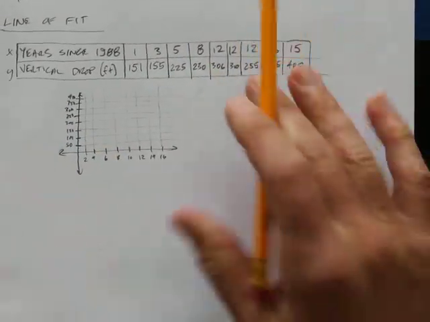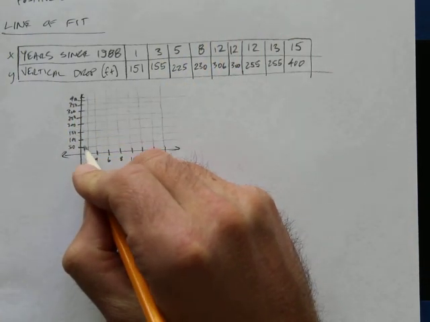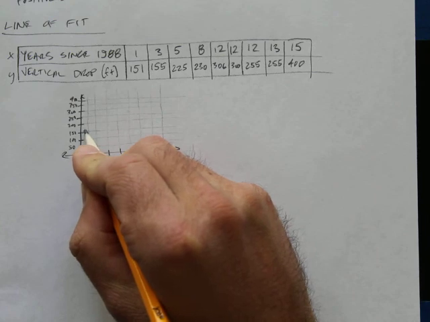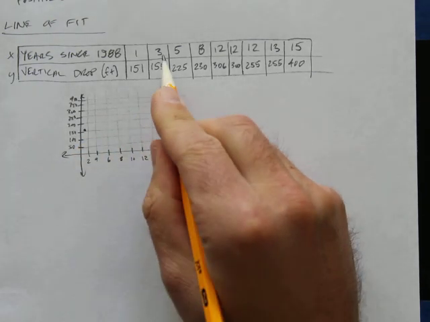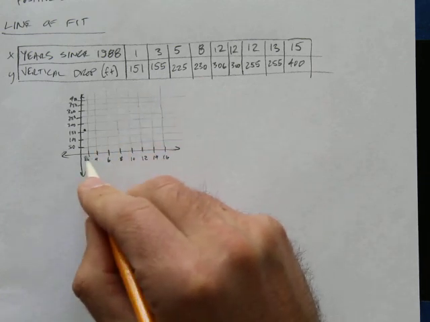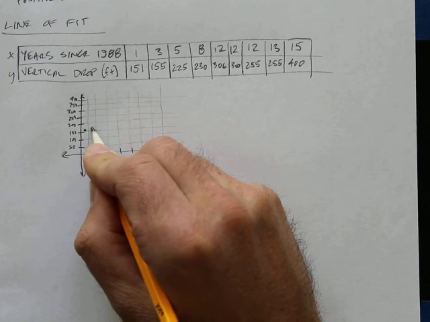Okay, so now we got this graph here. We got this chart ready to go. So at 1 year, we have 151. So I'm going to put a dot right there at 1 year, 151. And then we've got one at 3, 155. So here at 3, 155, that's pretty close to 150.